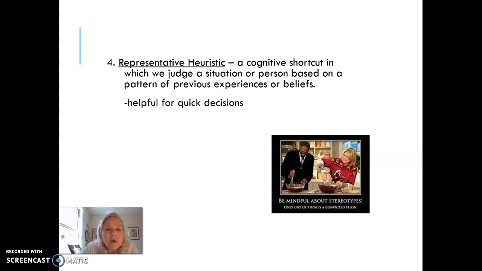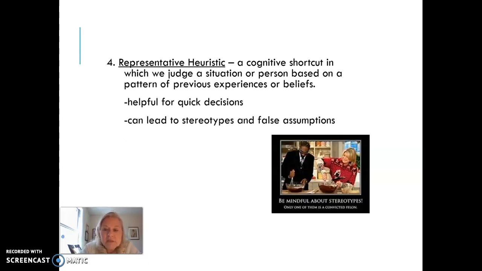One way to think about representative heuristics is that they are stereotypes. And as this picture says, be mindful about stereotypes. Only one of them is a convicted felon. That is Martha Stewart. That is a felon, not Snoop Dogg.